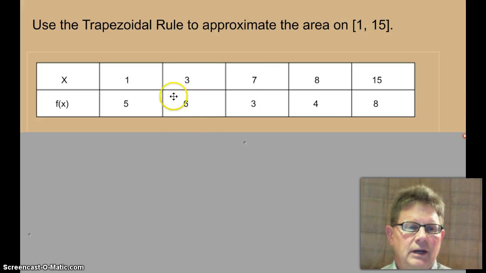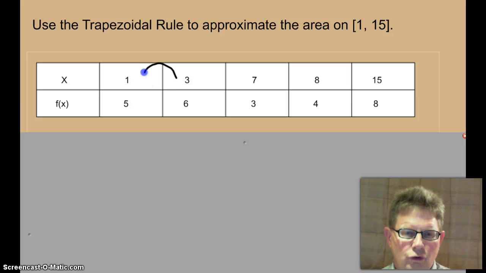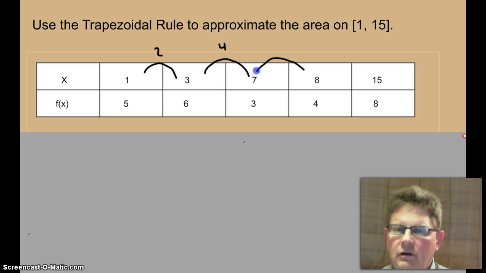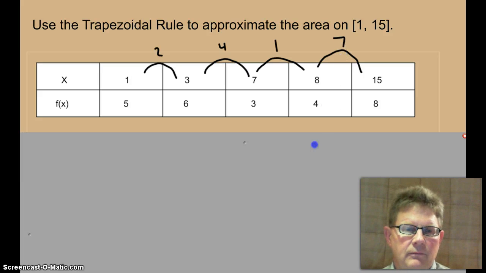So, our first trapezoid, what is the height of the first trapezoid? 2. And the bases are 5 and 6. The second trapezoid has a height of 4. The third trapezoid has a height of 1, and the bases are 3 and 4. And the last trapezoid has a height of 7, and the bases are 4 and 8. I'm going to pause it and let you pause it and see if you can get it set up.